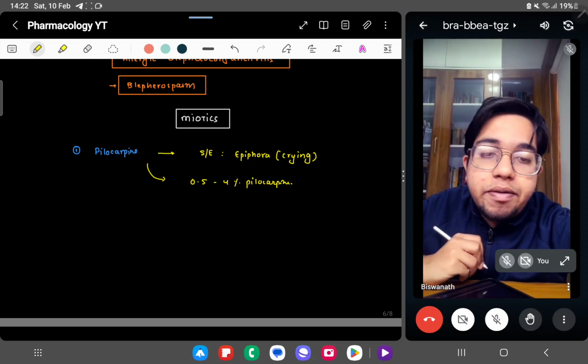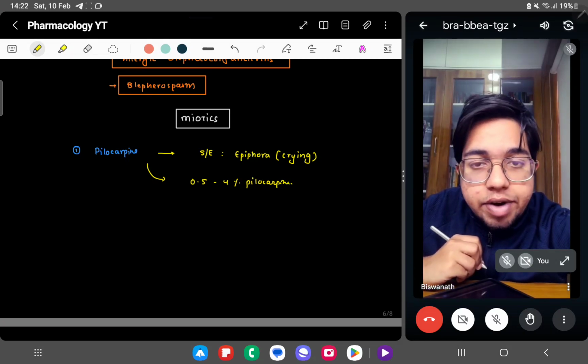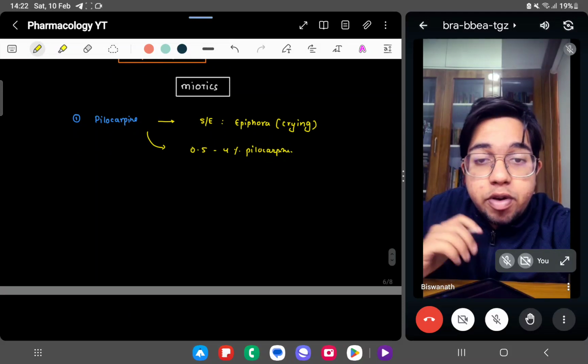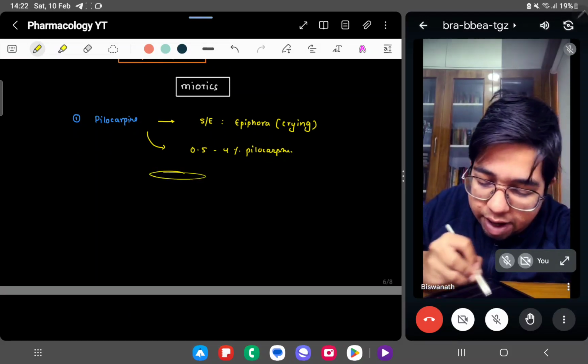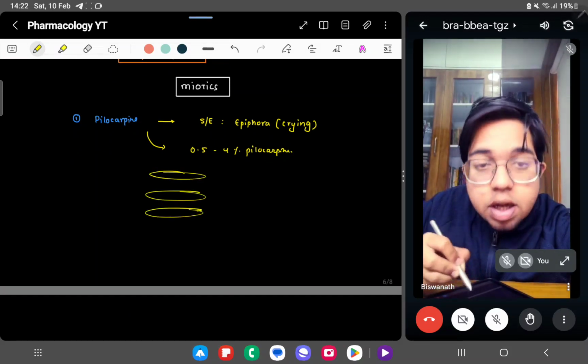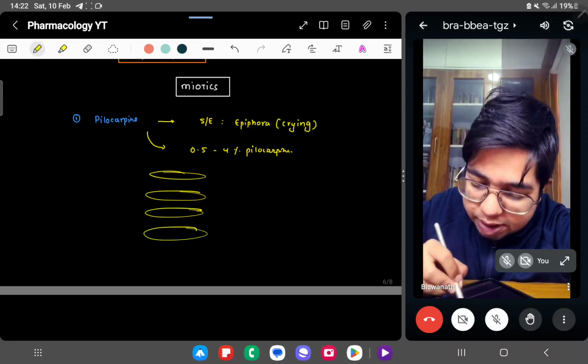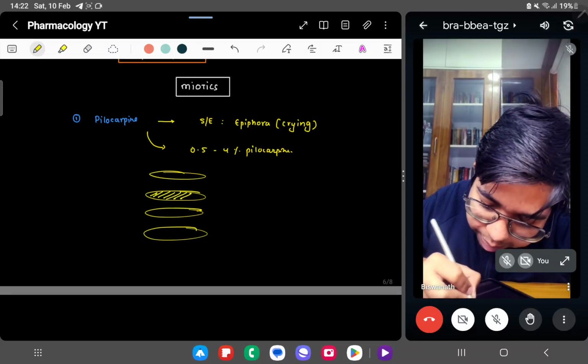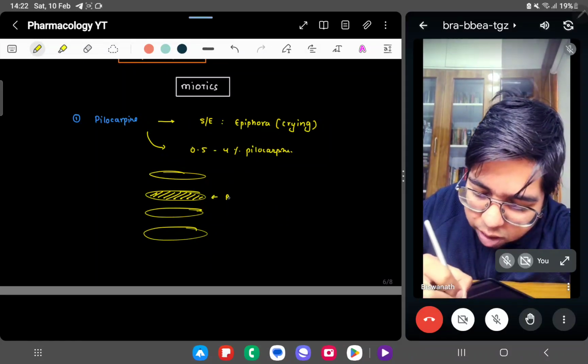Pilocarpine. We have recently an implant made up of pilocarpine. We have this type of reservoir where pilocarpine is there. This is a pilocarpine membrane, or pilocarpine reservoir.